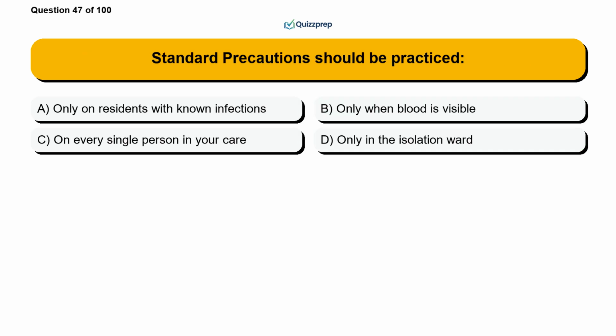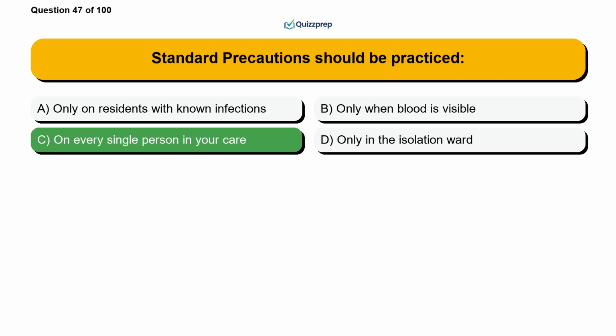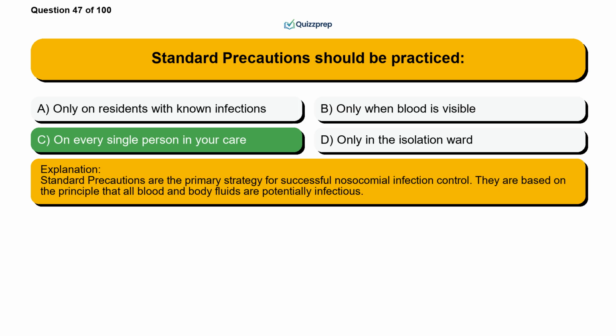Question 47. Standard precautions should be practiced. Option A. Only on residents with known infections. Option B. Only when blood is visible. Option C. On every single person in your care. Option D. Only in the isolation ward. The correct answer is option C. On every single person in your care. Standard precautions are the primary strategy for successful nosocomial infection control. They are based on the principle that all blood and body fluids are potentially infectious.